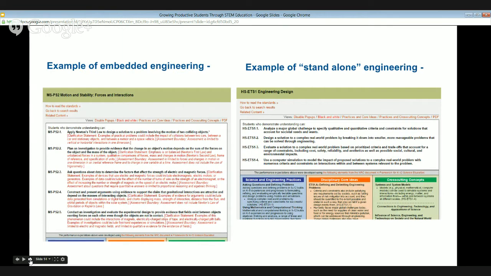Okay. Now, I know you cannot see what I have on this slide, but it is pulled out in the next two slides to let you see this a little better. But these are just some examples of embedded engineering. And over on the left-hand side of the screen, the very first standard is MS-PS2-1. And I'll pull that out in the next slide. But that's the example we're going to use for embedded. And then on the opposite side, these are the high school standalone engineering standards. And you'll see that there are just 4 of them, but they are pretty complex, complicated standards.